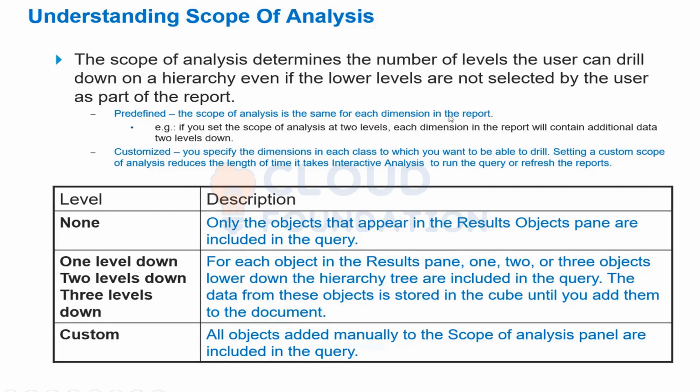By default, the scope of analysis is the same for each dimension in the report. If you set the scope of analysis at 2 levels, each dimension in the report will contain additional data 2 levels down. For example, year, quarter, month is also one hierarchy. If you select year in the result objects and we selected 2 levels in the scope of analysis, even if we don't have the other objects in the result objects, we can drill down those 2 levels in the report for our analysis purpose. That is about scope of analysis.